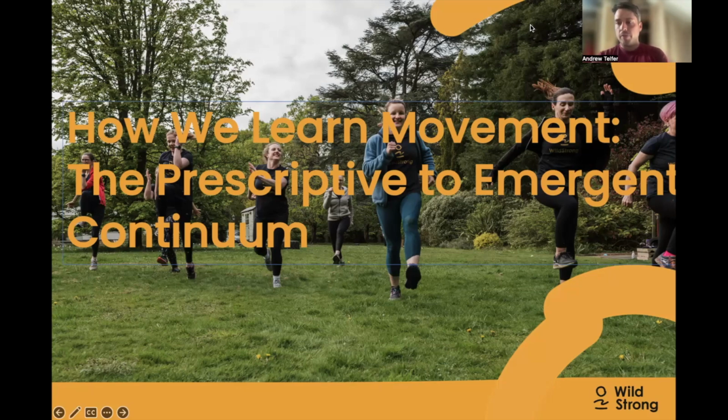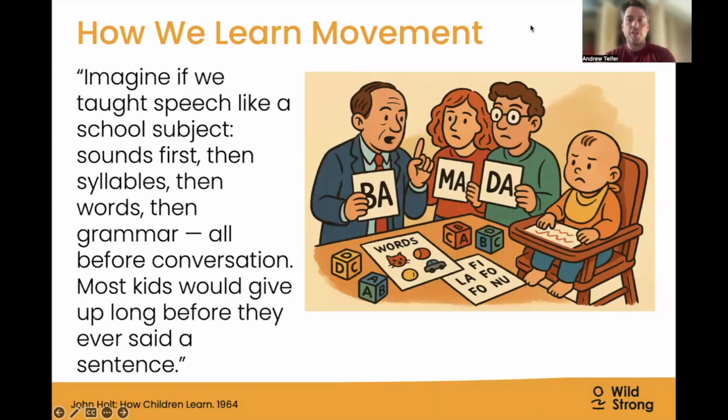So, without going into too much detail, I opened up the presentation with a paraphrasing from John Holt from his 1964 book, How Children Learn. And he says, imagine if we taught speech like a school subject, sounds first, then syllables, then words, then grammar, all before conversation. Most kids would give up long before they ever said a sentence.